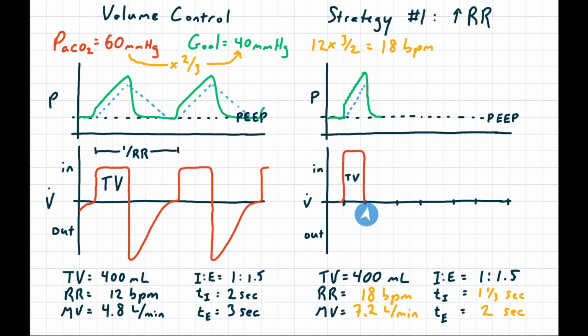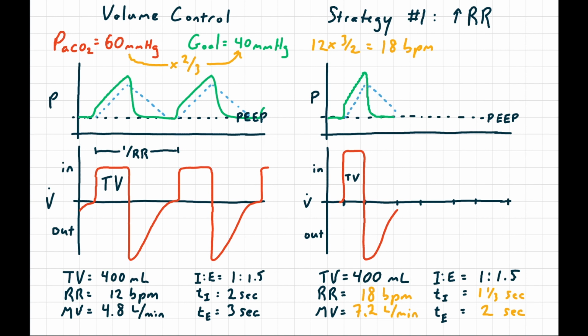At the end of inspiration, the lung is in exactly the same state after our inspiratory rate change as the lung was in at the end of inspiration before our respiratory rate change. It's the same lung with the same compliance and resistance. The lung is still distended with a 400 milliliter tidal volume, and the circuit pressure is still at PEEP. So the pulmonary pressure will decrease on the right-hand side of the screen at exactly the same rate as it did on the left-hand side of the screen, and the flow will also be identical. We'll draw this out as best we can.